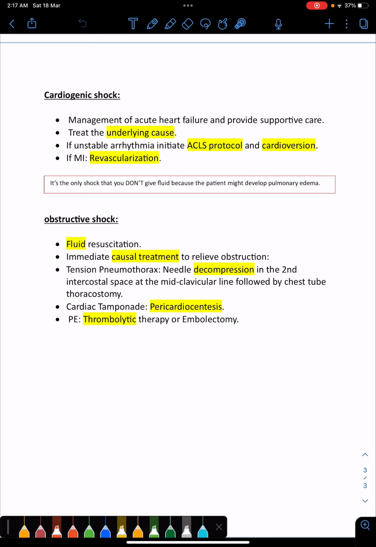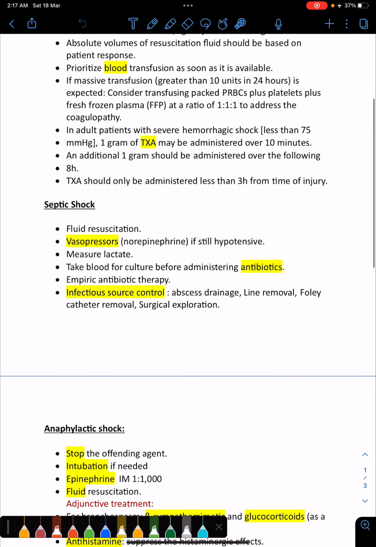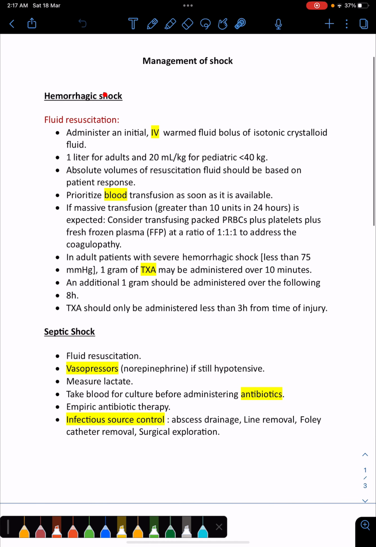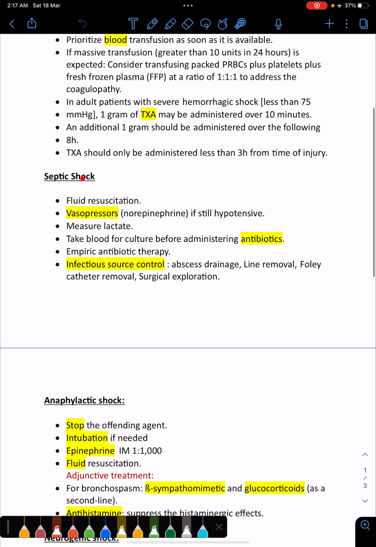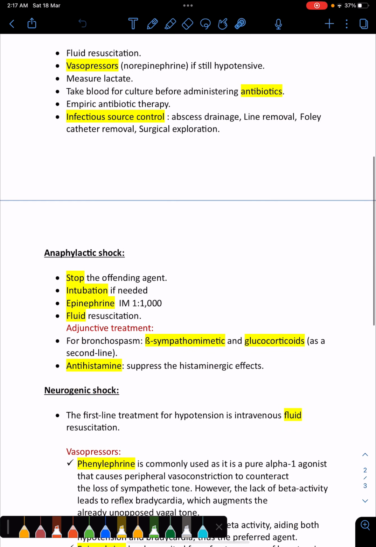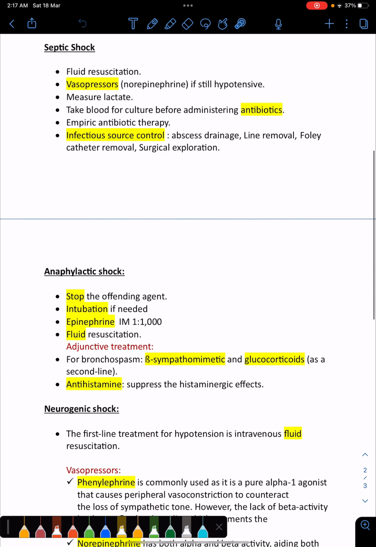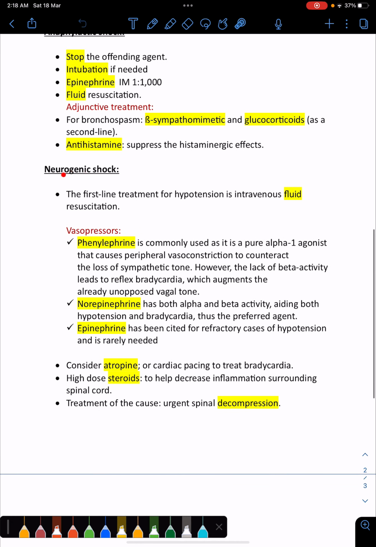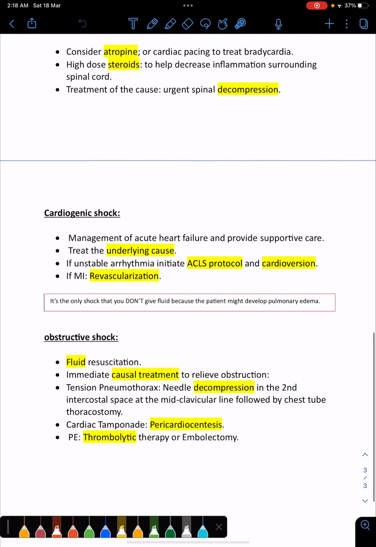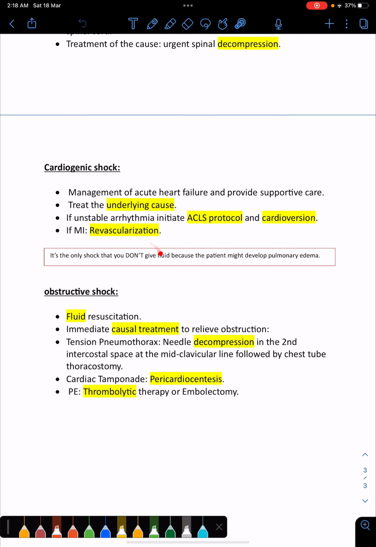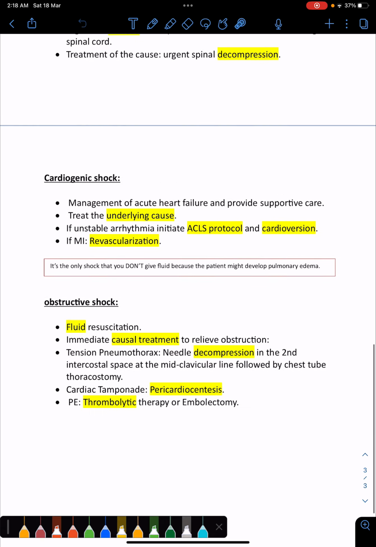With that being said, thank you very much, and maybe I'll do some sort of recap. In hemorrhagic shock, the patient needs fluid the most, so we give the patient fluid. For septic shock, we do give vasopressors, and for anaphylactic shock as well, we do give vasopressors. In neurogenic shock, we do give vasopressors as well, and fluid and decompression of the cause. In cardiogenic shock, we treat the underlying cause. In obstructive shock, the same, we treat the underlying cause, and we can give fluid resuscitation, unlike cardiogenic shock.